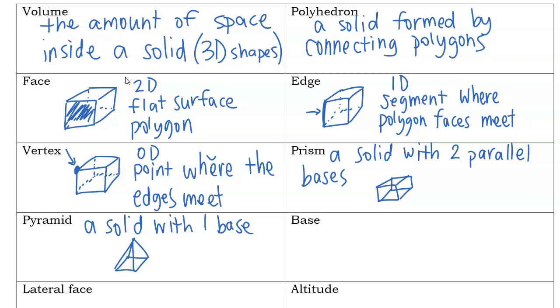What we should recognize too is that prisms have rectangles on the sides, right? I don't want to use this word yet because we're going to do lateral face coming up, but rectangle sides versus the pyramids all have triangular sides.